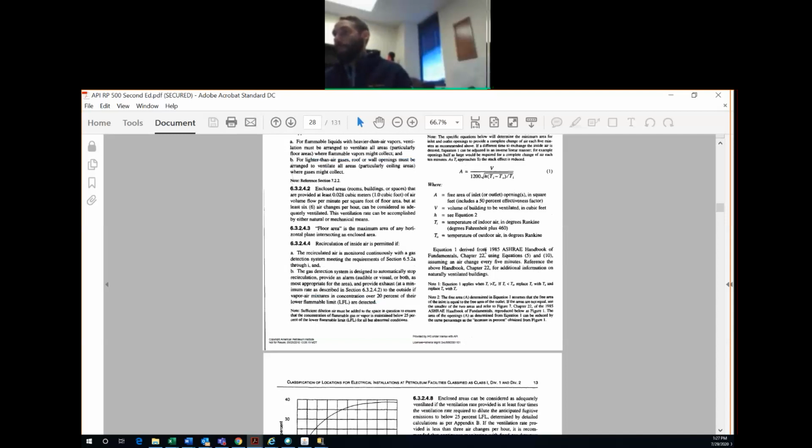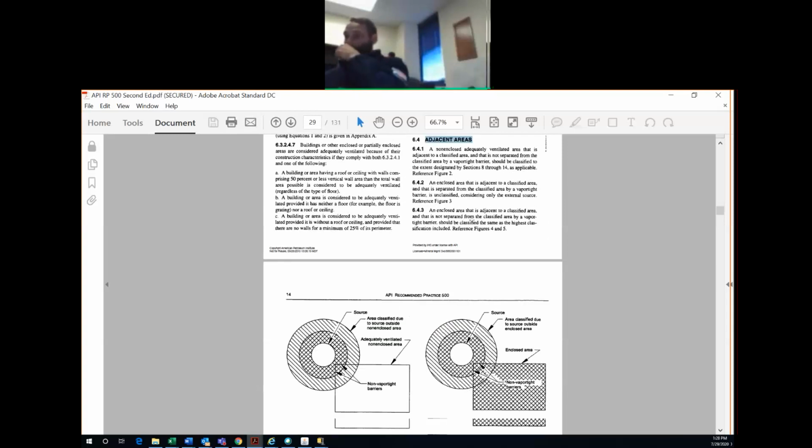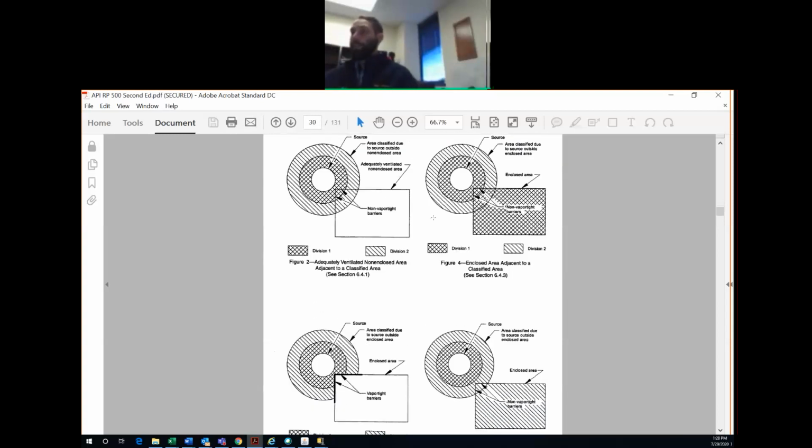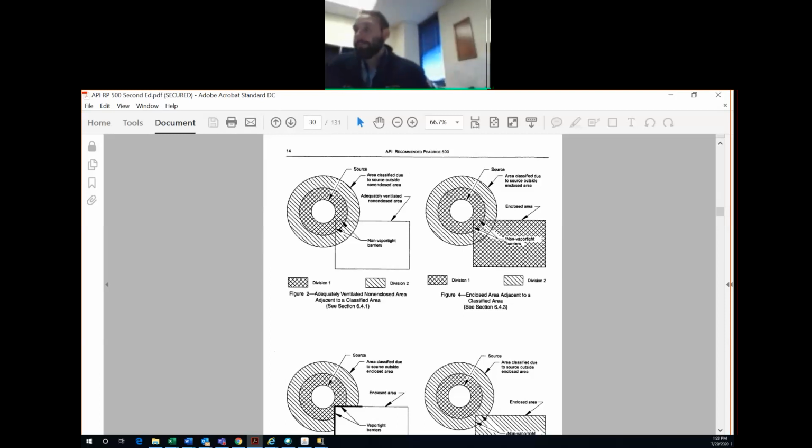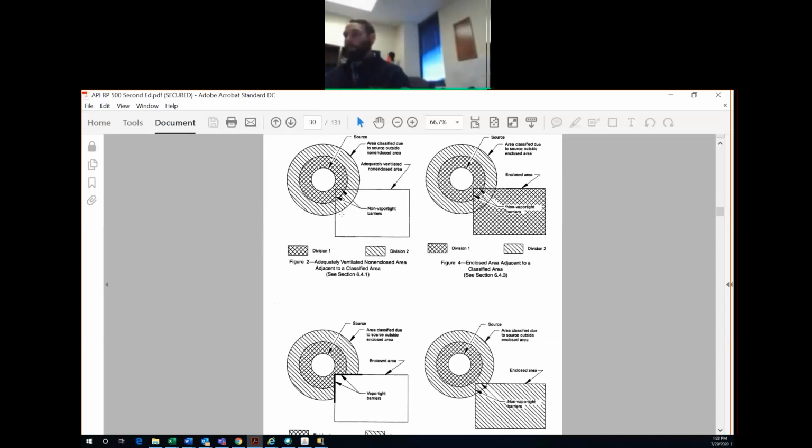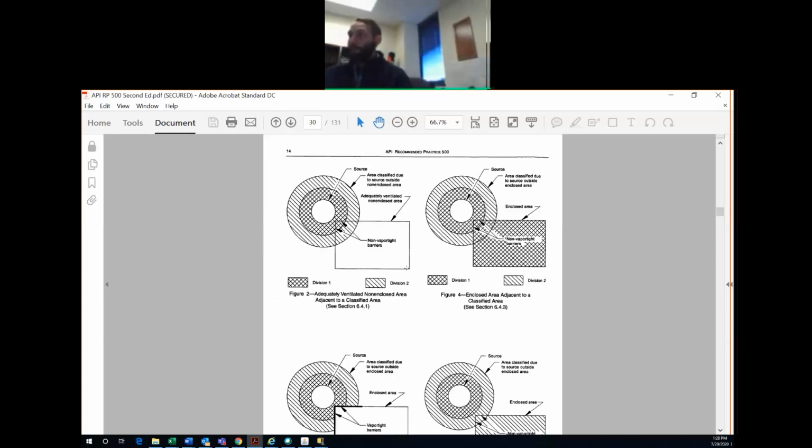Okay, that's important to know, especially as we move into the next section, which talks about adjacent areas. And this section actually talks about adjacent areas in the context of when you have buildings or enclosures. So we're going to look at each building and each enclosure on this page because it's important for not only this discussion, but the next discussion for when we talk about gas detectors. Okay, so we'll start with the top left corner. We've got a building here. The building does not have vapor-tight barriers, meaning gas can pass through, but the building is adequately ventilated.